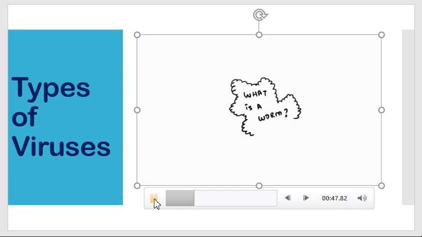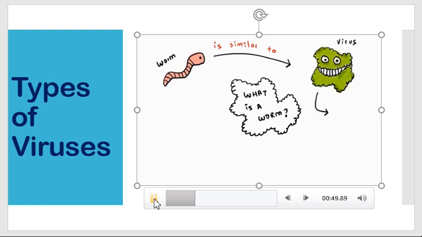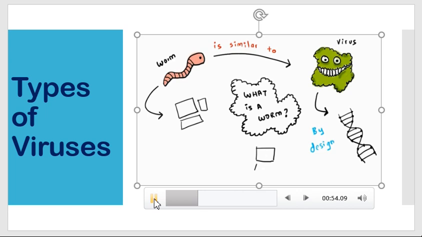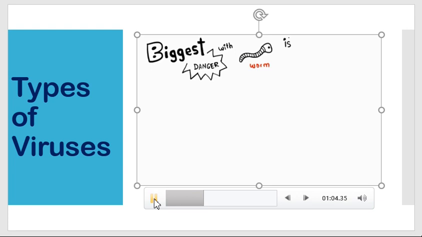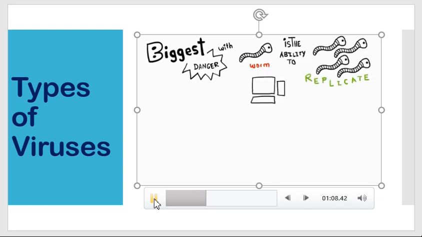So what is a worm? A worm is similar to a computer virus by design and is considered to be a subclass of virus. Worms spread from computer to computer, but unlike a virus, it has the capability to travel without any human action. The biggest danger with a worm is its capability to replicate itself on your system. So rather than your computer sending out a single worm, it sends out hundreds or thousands of copies of itself, creating a huge, devastating effect.